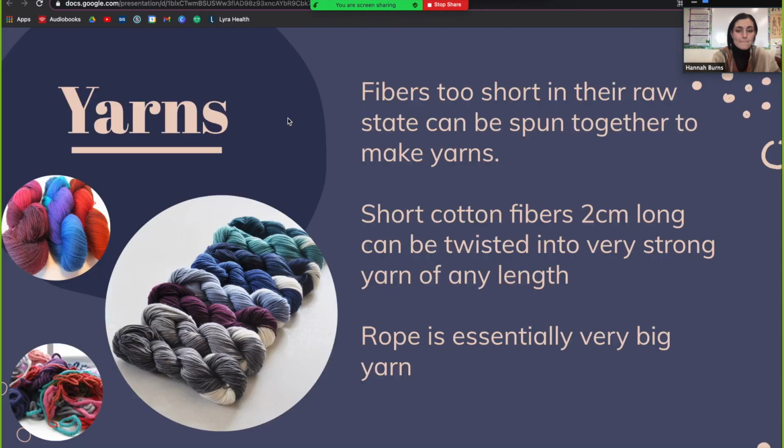So finally, we're going to look at different ways to assemble all of these different fibers. Yarn is very common. Fibers that are too short in their raw state can be spun together in order to make yarns, and then those yarns can be twisted further. Short cotton fibers, for example, that are only about 2 centimeters long, can be twisted into a super strong, long yarn of any length, and rope is essentially just a really big piece of yarn.